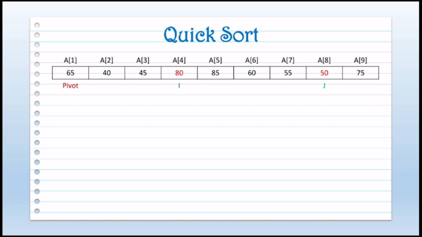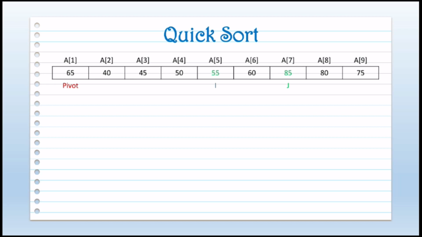Now again we will exchange 80 with 50. So 80 will go to the 8th position and 50 will come to the 4th position. So do the same process from the left hand side. So the next element is 85. So is 85 greater than pivot element? Yes, the condition is true. That means we will stop comparing. Now we will go to the right hand side. So the next element is what? 55. So is 55 less than pivot element? Yes. So we will stop comparing and 85 will be exchanged with 55.